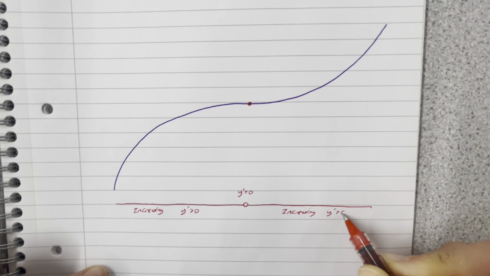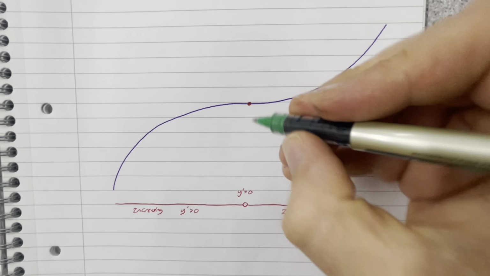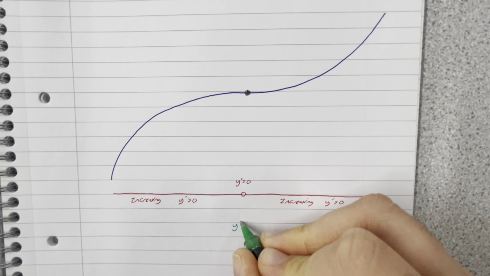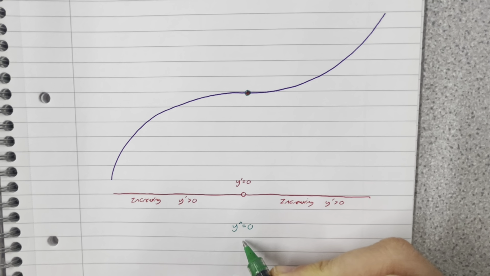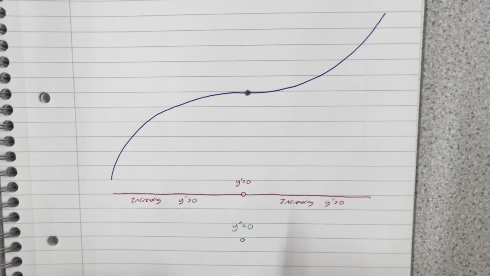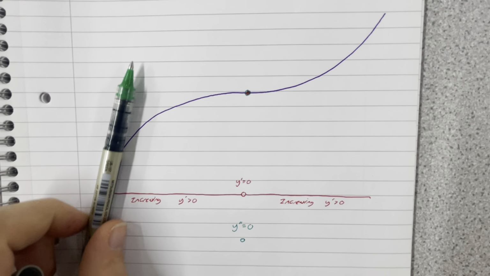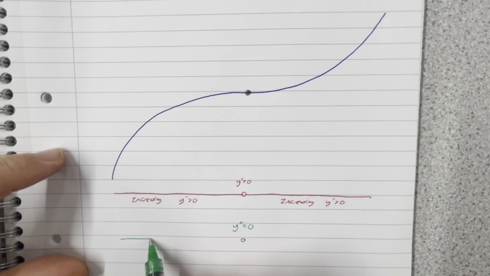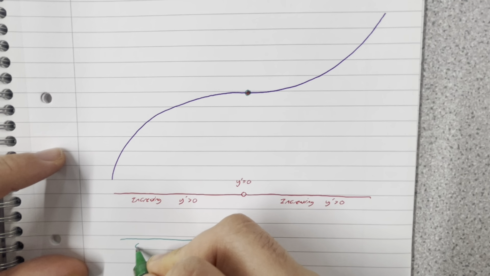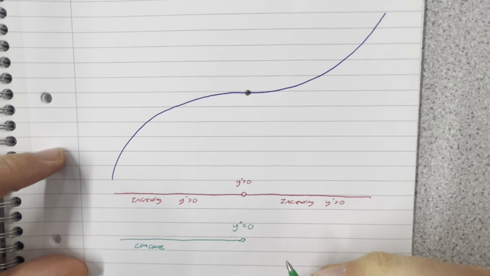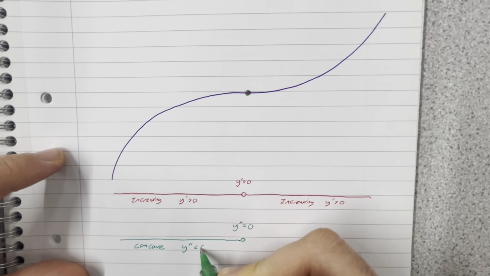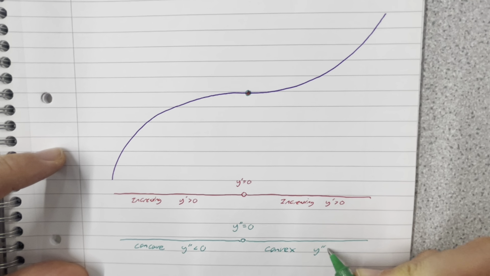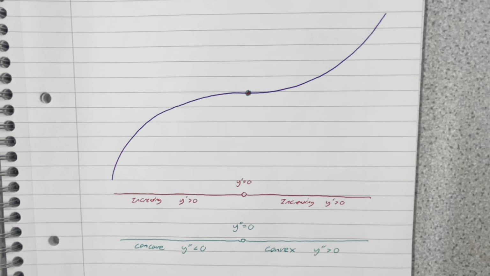So y primed again is positive. Now at this point as well, we have y double primed is 0, and that has moved from, you can see the gradient here is decreasing until it gets to 0, and then the gradient starts to increase again. So to the left, because the gradient is decreasing, that is a concave part of the curve, which means y double primed is negative, and to the right, that is a convex part of the curve, y double primed is positive. And at that point, y double primed is 0.